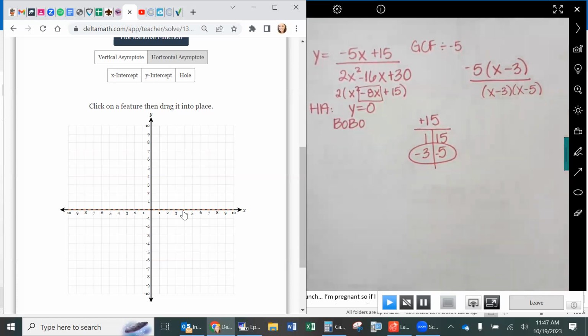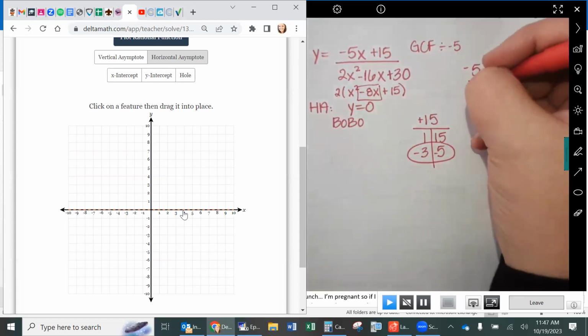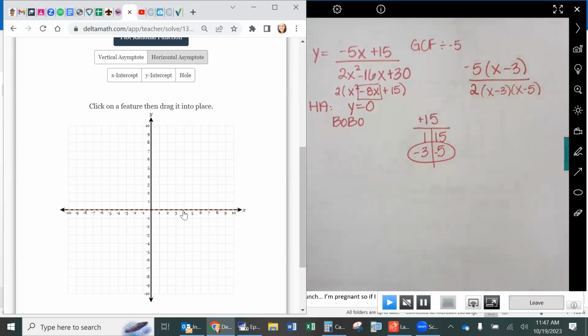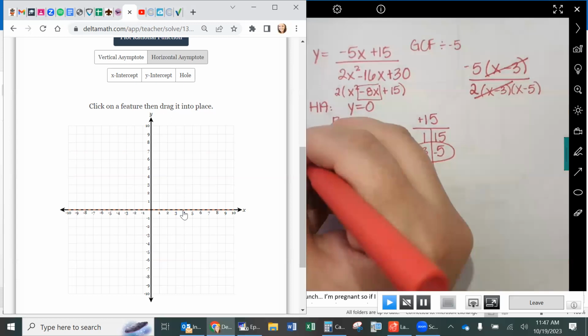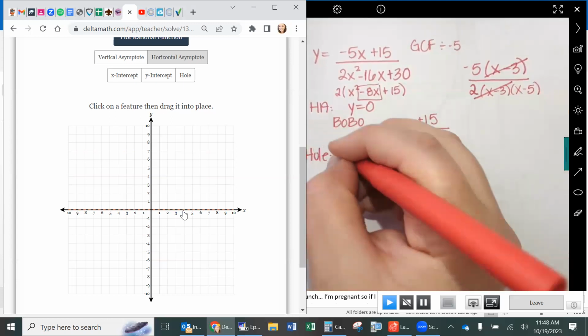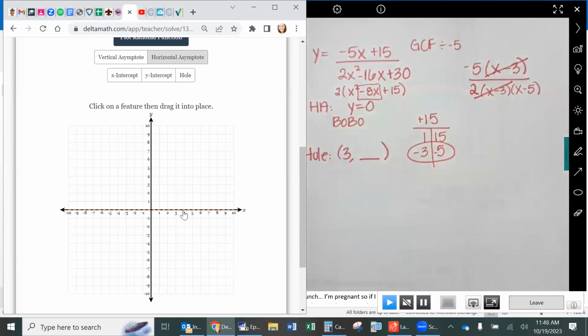Okay, before I go on, what mistake have I made that is gonna mess me up if I don't fix it? The 2 needs to stay right here. So remember, even though we took the 2 out for the t-chart, it was still part of the equation, which means it needs to stay when you put your leftovers in the calculator. Okay, from here, what's gonna cross out? Okay, x minus 3, what feature does that create? So I'm gonna put here hole, 3 comma something. We'll find the y value later.